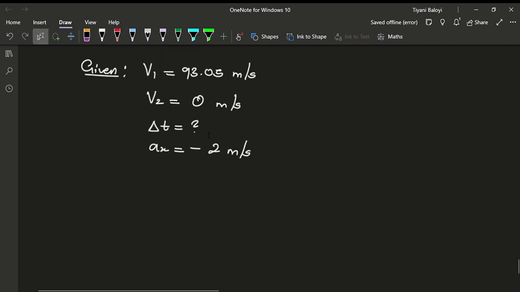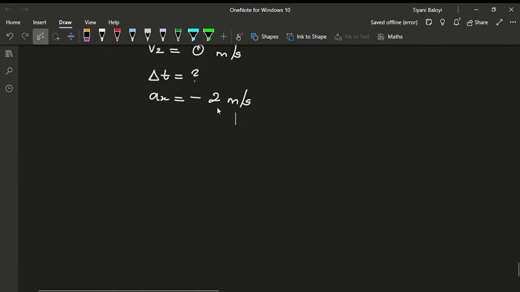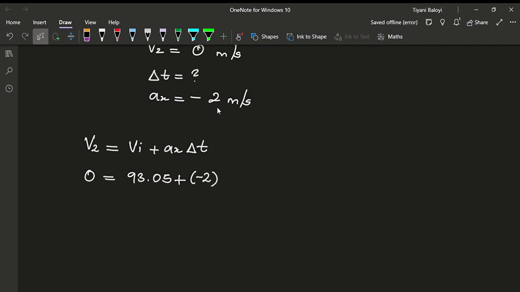So which equation can we use to find this change in t? Well, we have all of these. I know an equation that I like. We have used it before. So it will be this one, where final velocity is equal to initial velocity plus a multiplied by change in time. This will be 0, this will be your 9.05, and this will be your plus minus 2 multiplied by change in t.